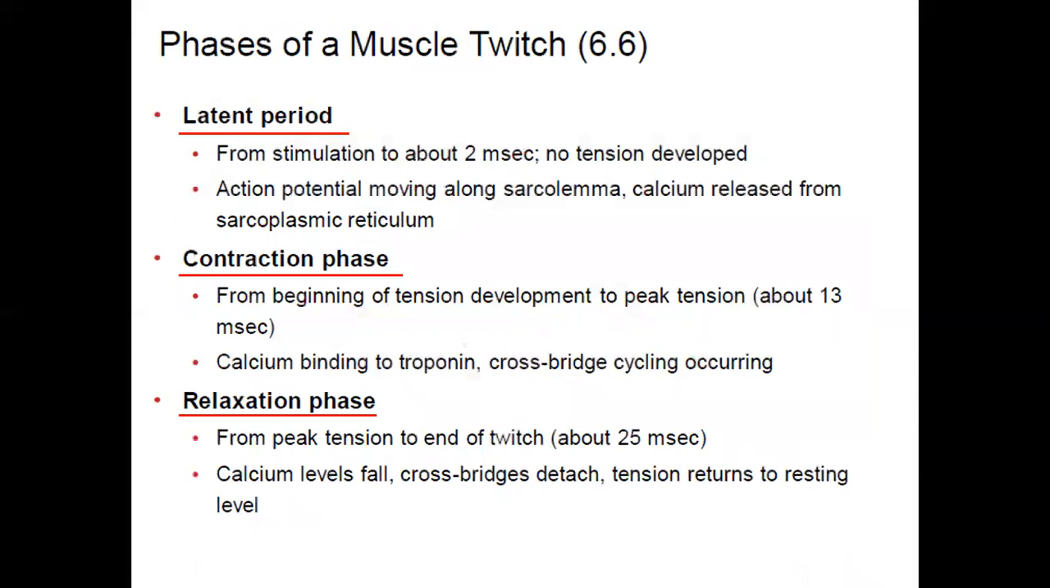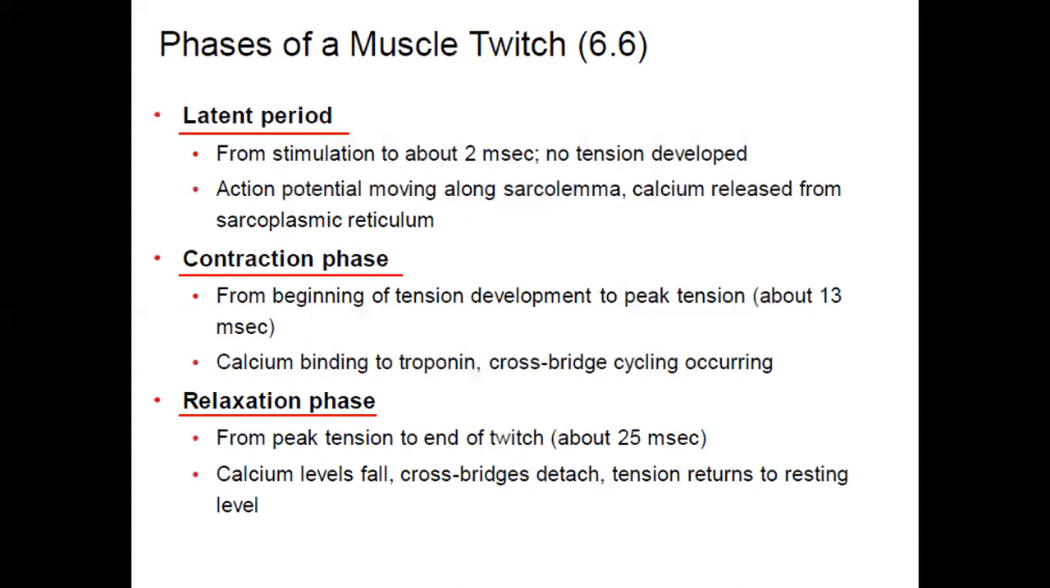In one muscle twitch, there are 3 phases. The latent period is the time from stimulus, from the motor neuron releasing acetylcholine, to the beginning of contraction. There's about 2 milliseconds from when the nerve is stimulating the muscle to where the muscle actually starts to contract. So during that time, there's no tension developed. That's the time where the action potential is moving along the sarcolemma, the muscle cell membrane, to the point where calcium actually gets released and muscle contraction can begin. So until calcium is released, contraction cannot start.